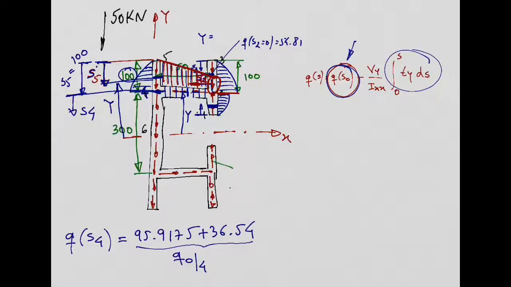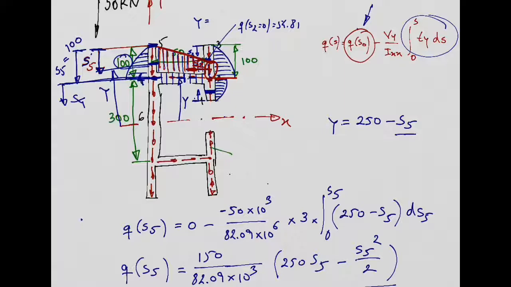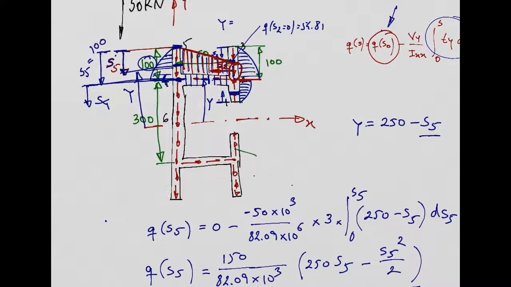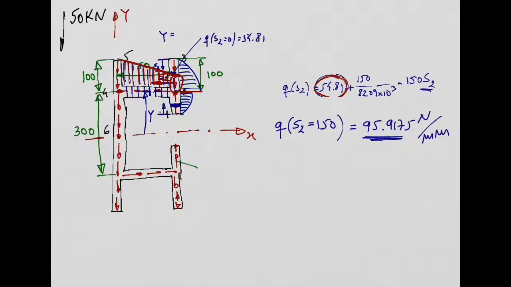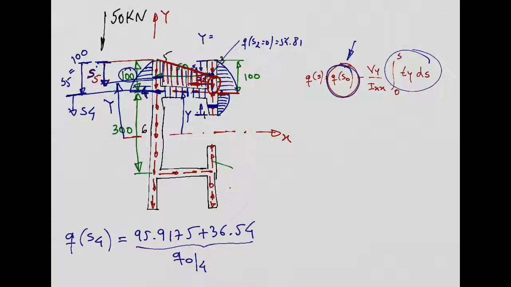Did we get the 36.54 by subbing in 100 as S5? Yeah, correct. This one here. So this is when we did the analysis for a variable starting at point 5. When this variable S5 starts at point 5, it defines the shear flow from point 5 until point 4. What we did just before that, we defined the shear flow arriving from point 2. This one here in red, this shear flow distribution, starts at point 2 and flows all the way until it arrives at point 4. So at point 4 is when this S2 is equal to 150. After we replace here S2 by 150, you get 95.9175. So you add these two components, you have the initial shear flow at point 4.